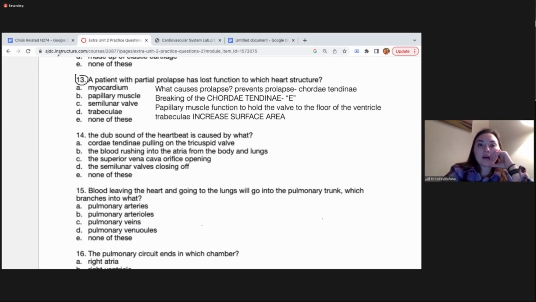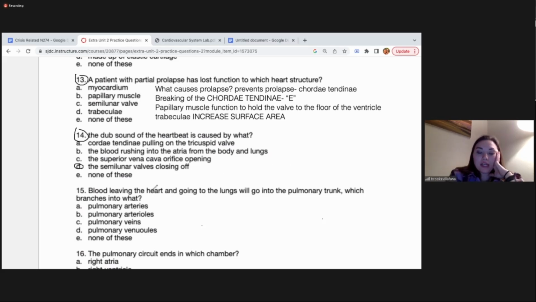The dub sound of the heartbeat is caused by what? Good. The semilunar valves closing off, right? The AV valves make the lub sound, so you could think lab, AV valves; dub, semilunar valves.